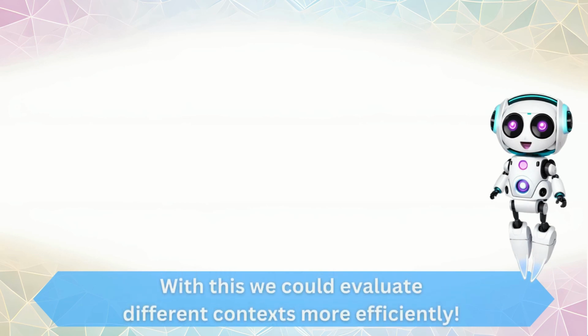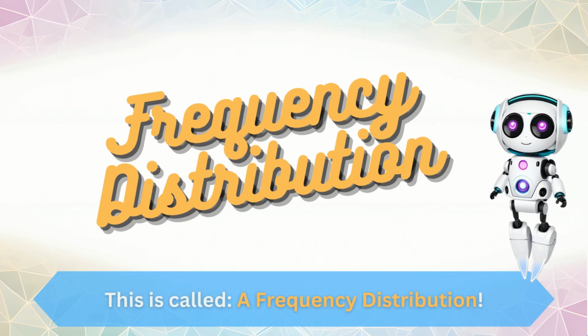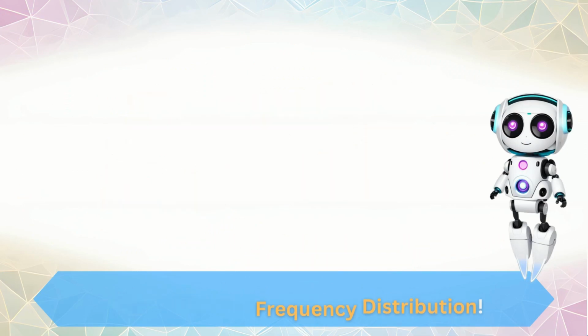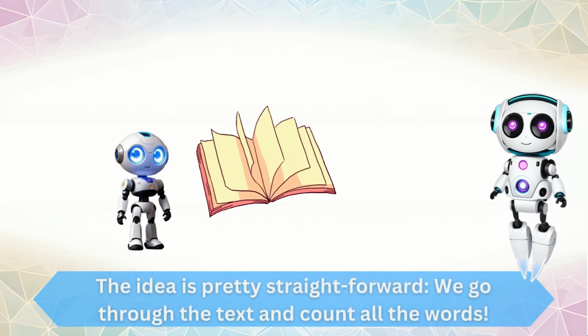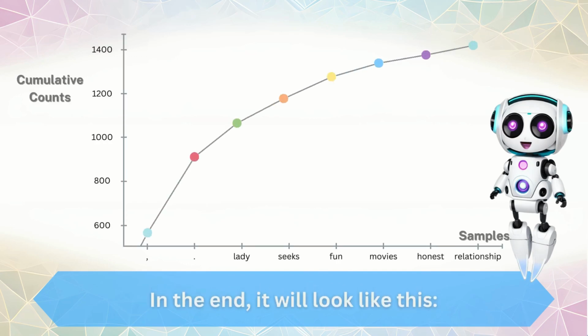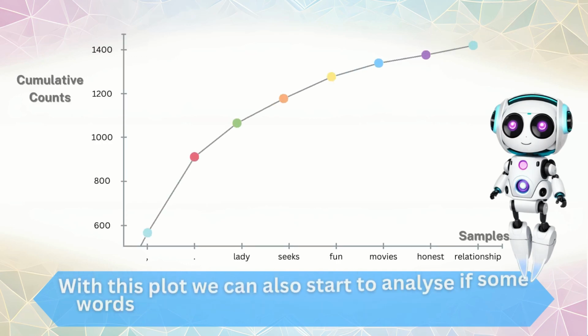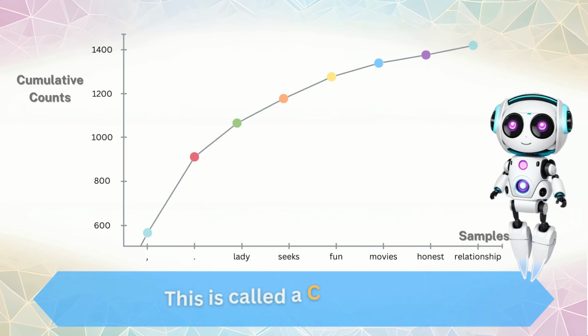How about we also find out which words are the most prominent ones? With this, we could evaluate different contexts more efficiently. And this is called a frequency distribution. The idea is pretty straightforward. We go through the text and count all the words. In the end, it will look like this. With this plot, we can also start to analyze if some words in general appear together more often. This is called a collocation.